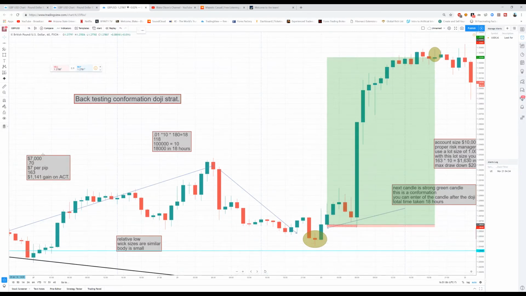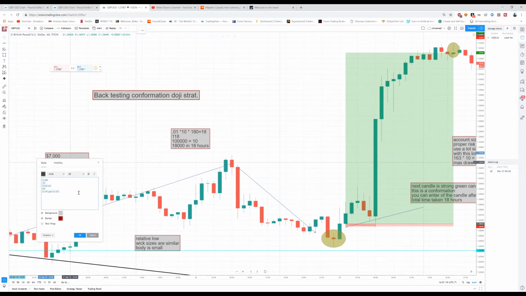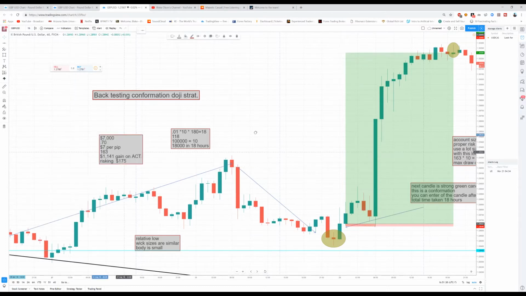Very realistic. Let's say it didn't work out for some reason and price came down. How much money would we lose in this scenario? That'd be bad, but let's see how much we lose. So risking, if it's 25 pips at $7, I could definitely do that in my head, but I'm gonna use my calculator. That's 175. That's a really good ratio.